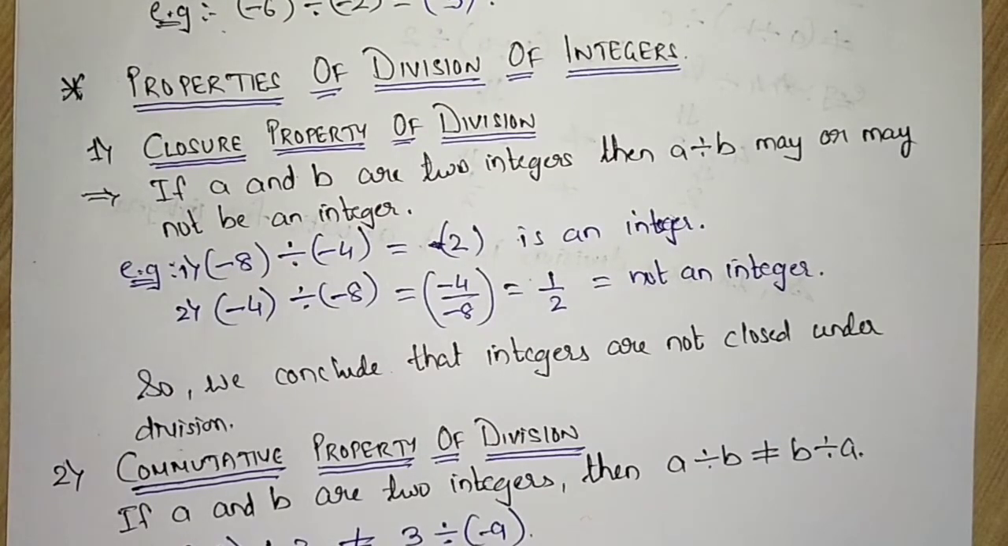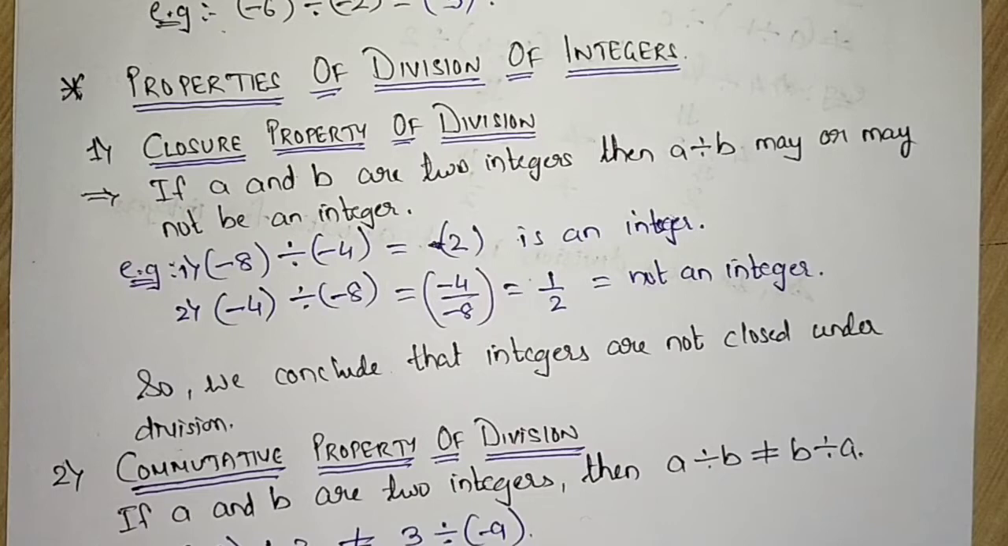Hope you are understanding. Now let us move to the properties of division of integers. There are 5 properties which we are going to discuss, and many of these you are familiar with. We have taken them also in addition, subtraction and multiplication, right? So let us start. Closure property.